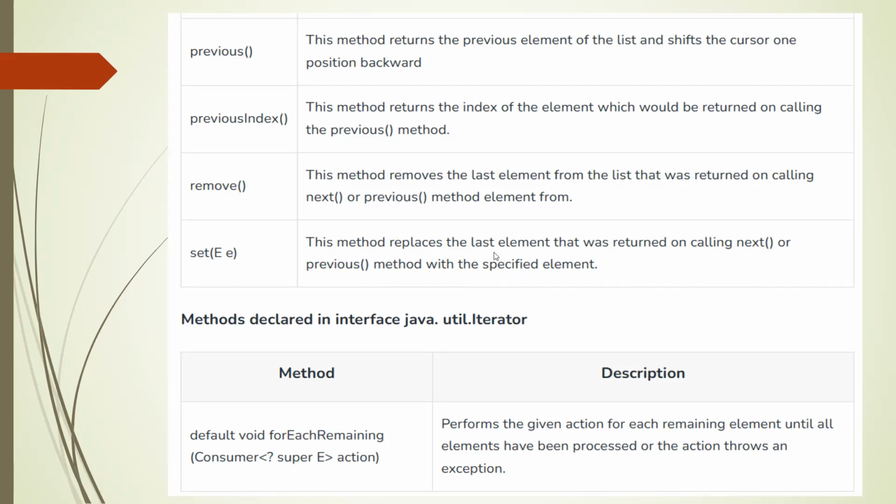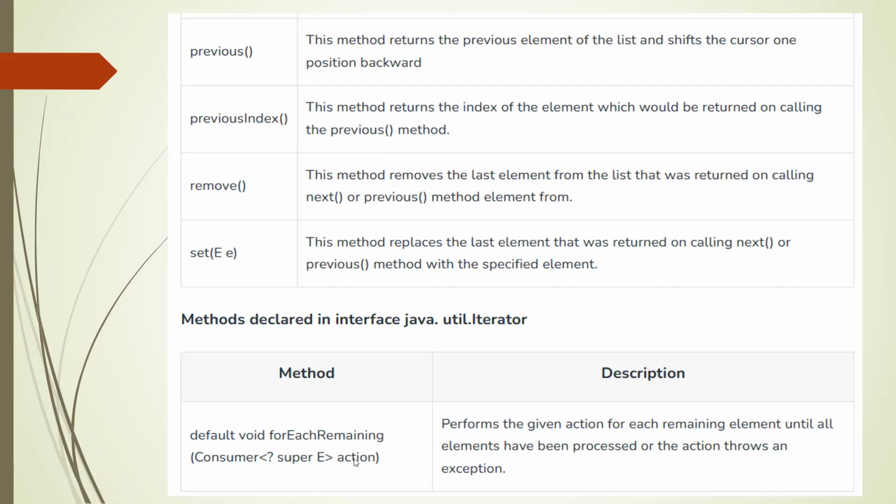The set() method is used to modify the elements in the list. If we want to replace any element in the next or previous position, we have to first call the next() or previous() methods. Then we have to use the set() method.